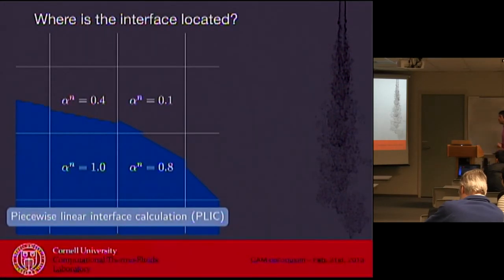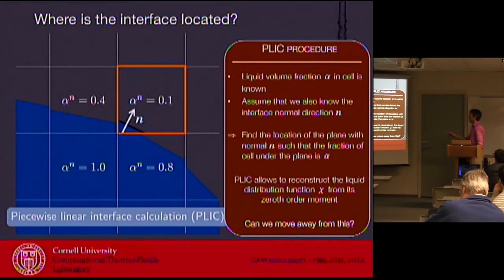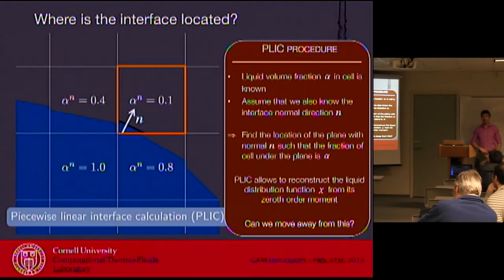So I will just mention it briefly, and I'll take the opportunity also to ask you a question. If you just use that method, this is the so-called piecewise linear interface calculation, PLIC. It's been around for 30 years or so. Then this is the assumption you're doing. You're saying you know what alpha is in that cell, and you assume that in some way you've figured out what the normal orientation of the interface was in that cell.